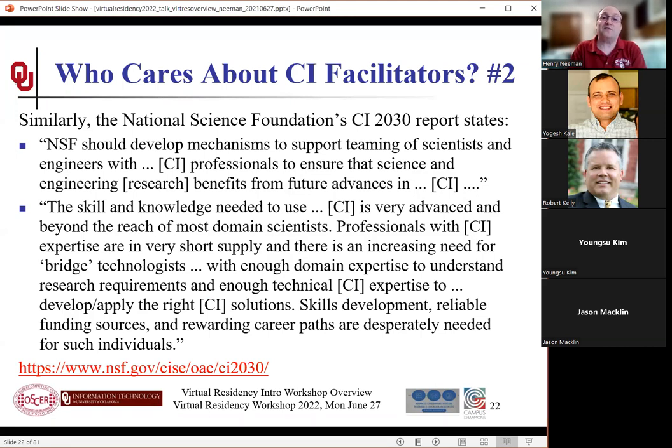Develop mechanisms to support teaming of scientists and engineers with CI professionals to ensure that they can benefit from CI. The skills needed are very advanced and beyond the reach of most domain scientists. We can't expect the researchers to know all this stuff. So we know this stuff. That's our job, to know this stuff, to learn it from each other, and then to be able to bring it to the researchers and help them put it into practice.